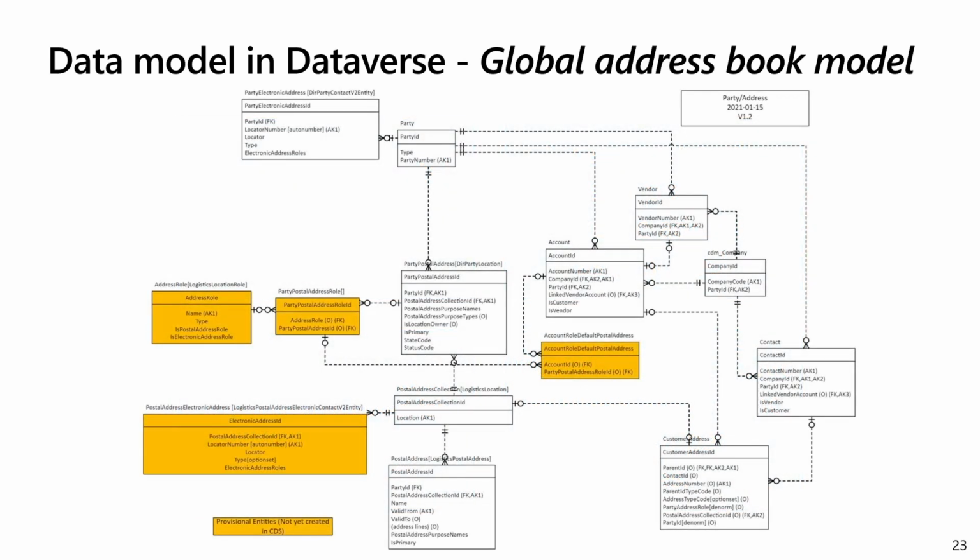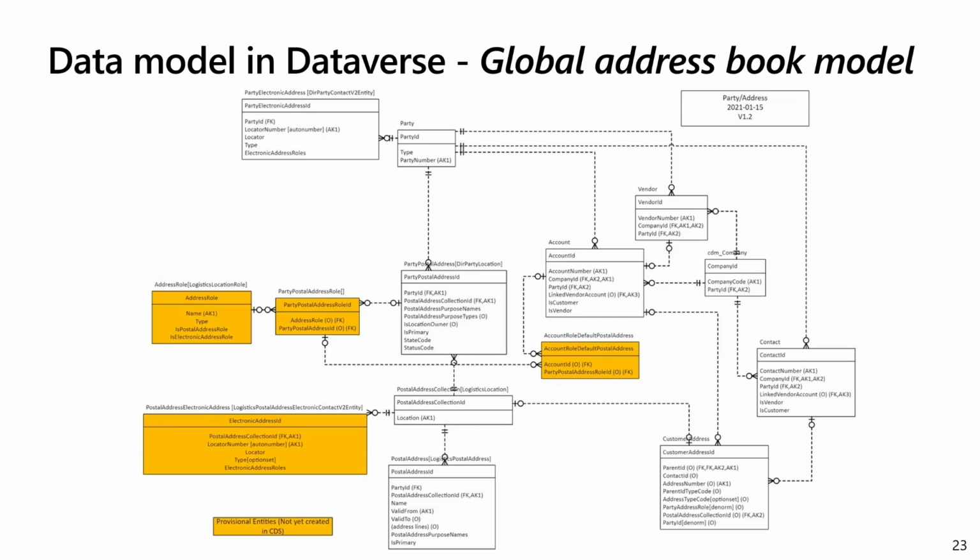This is the simplified entity relationship diagram for the Global Address Book. The entities in orange background have not been provisioned yet except the address role entity. There are a series of plugins that maintain the associations between these entities and the synchronization. Particularly important are the customer address and the postal address fields.